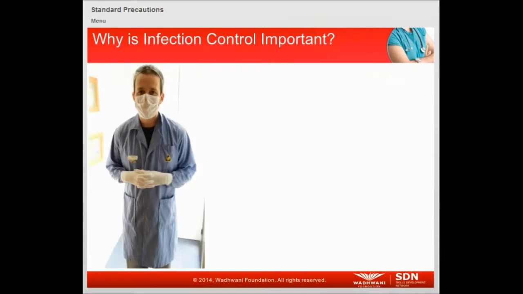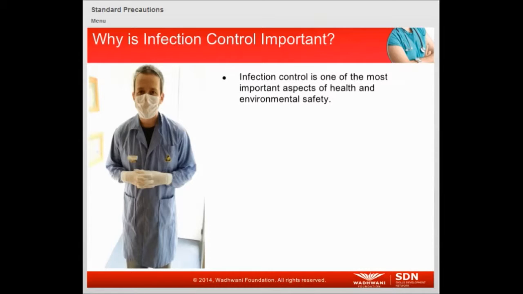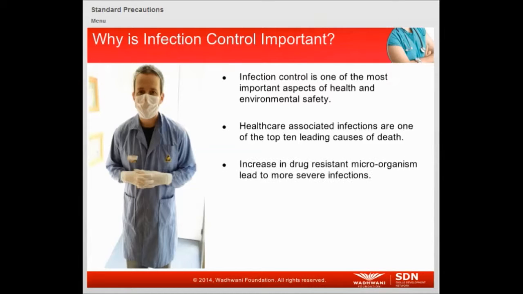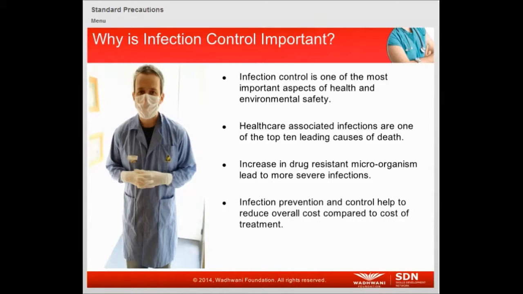Let's find out why infection control is important. Infection control is one of the most important aspects of health and environmental safety. Healthcare-associated infections are one of the top 10 leading causes of death. An increase in drug-resistant microorganisms leads to more severe infections. Infection prevention and control help to reduce overall cost compared to the cost of treatment.